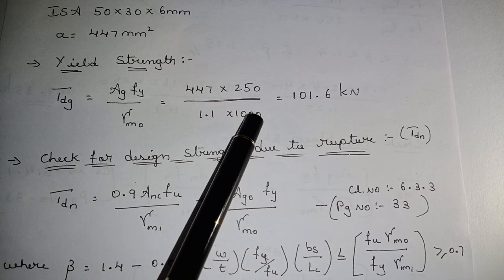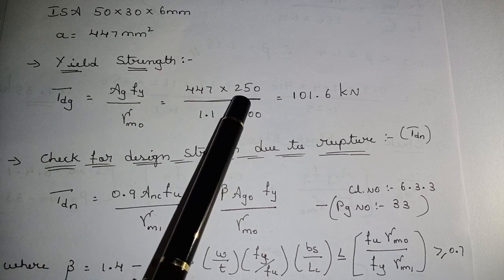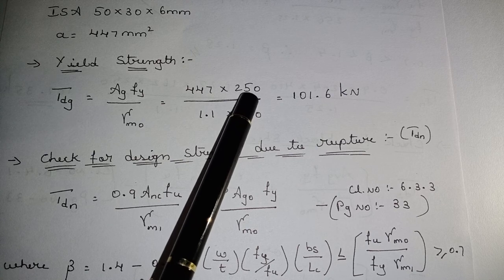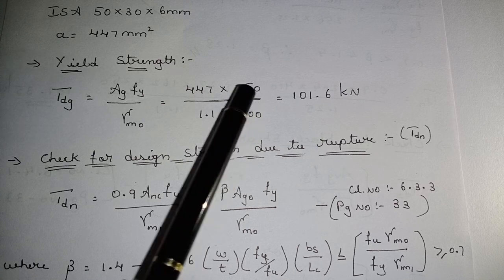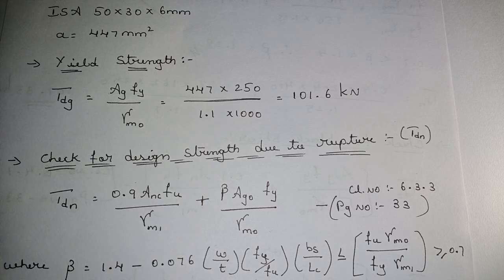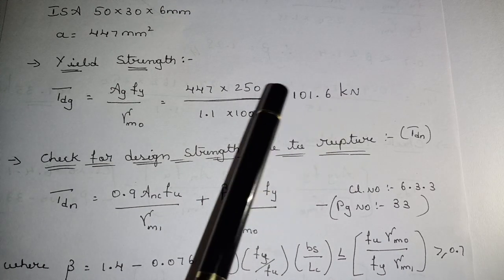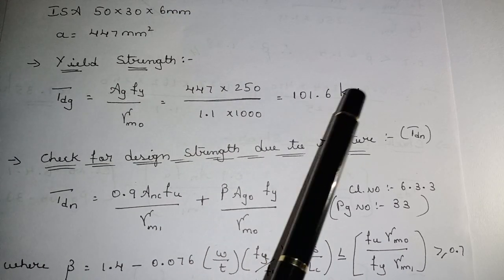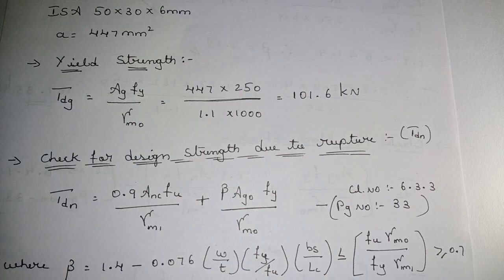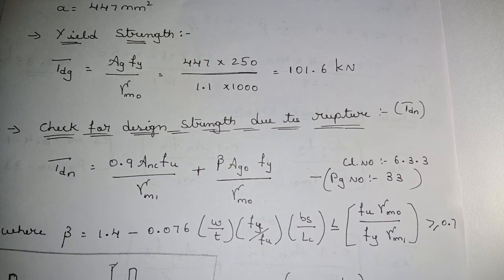Whatever you get will be in newtons, because the area is in mm square and fy is in newton per mm square, so the result is in newtons. We need to convert into kilonewtons, so I am dividing by 1000 to get it directly. Or you can write whatever you get and then divide by 1000. Finally you will end up with the same answer. So you got it now. This is about Tdg.